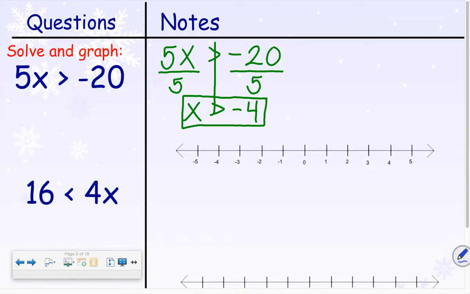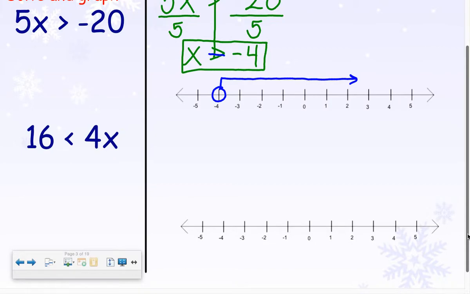Now I can go ahead and graph this. So if you have a negative 4, you need an open circle because it's greater than. Remember, greater than and less than is an open circle. Greater than or equal to, less than or equal to is a closed circle. Then since my variable's on the left, I can use my graphing trick of turning this into an arrow. My arrow is pointing to the right, so I will shade to the right. And if you think about it, what numbers are greater than negative 4? Well, numbers that are bigger than negative 4, so all numbers to the right.